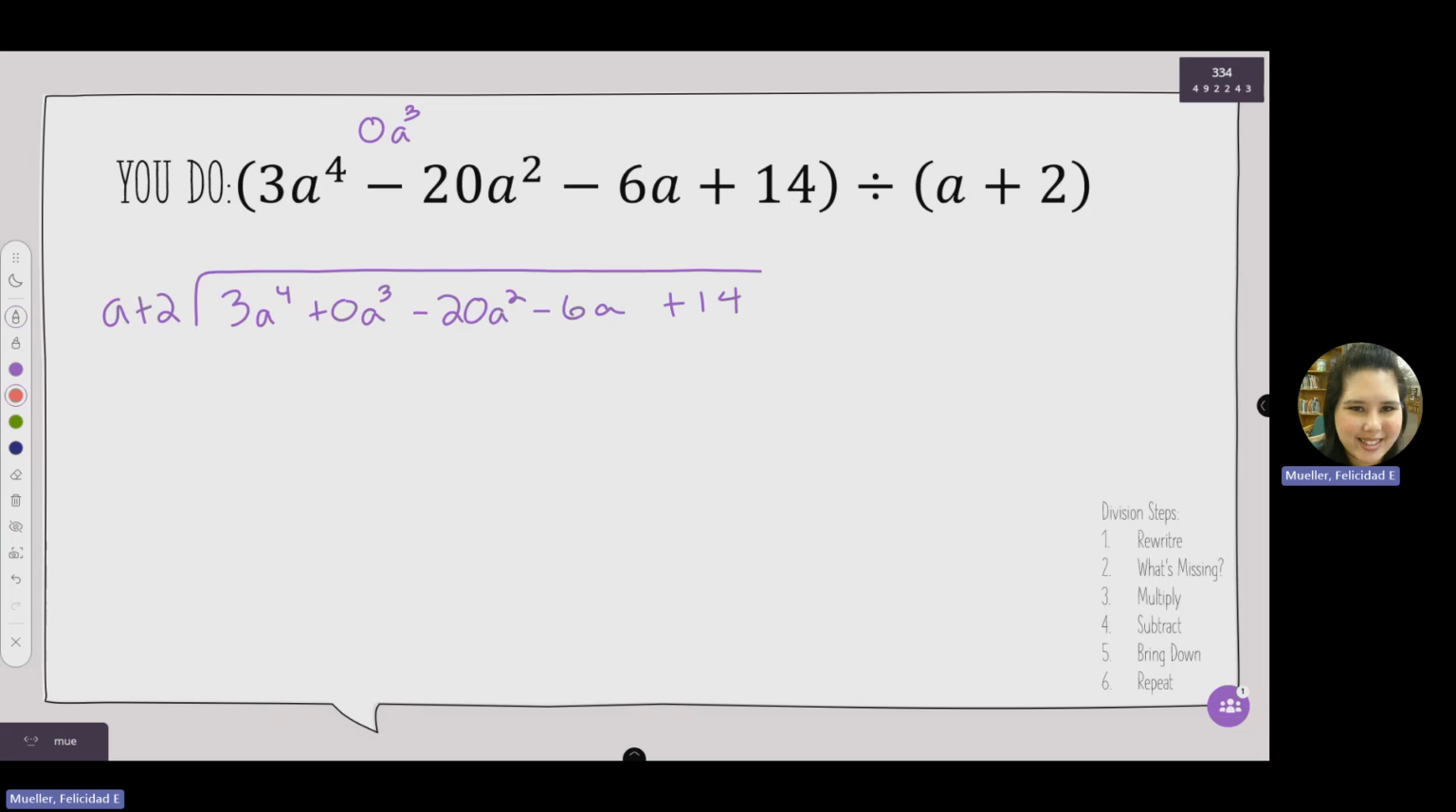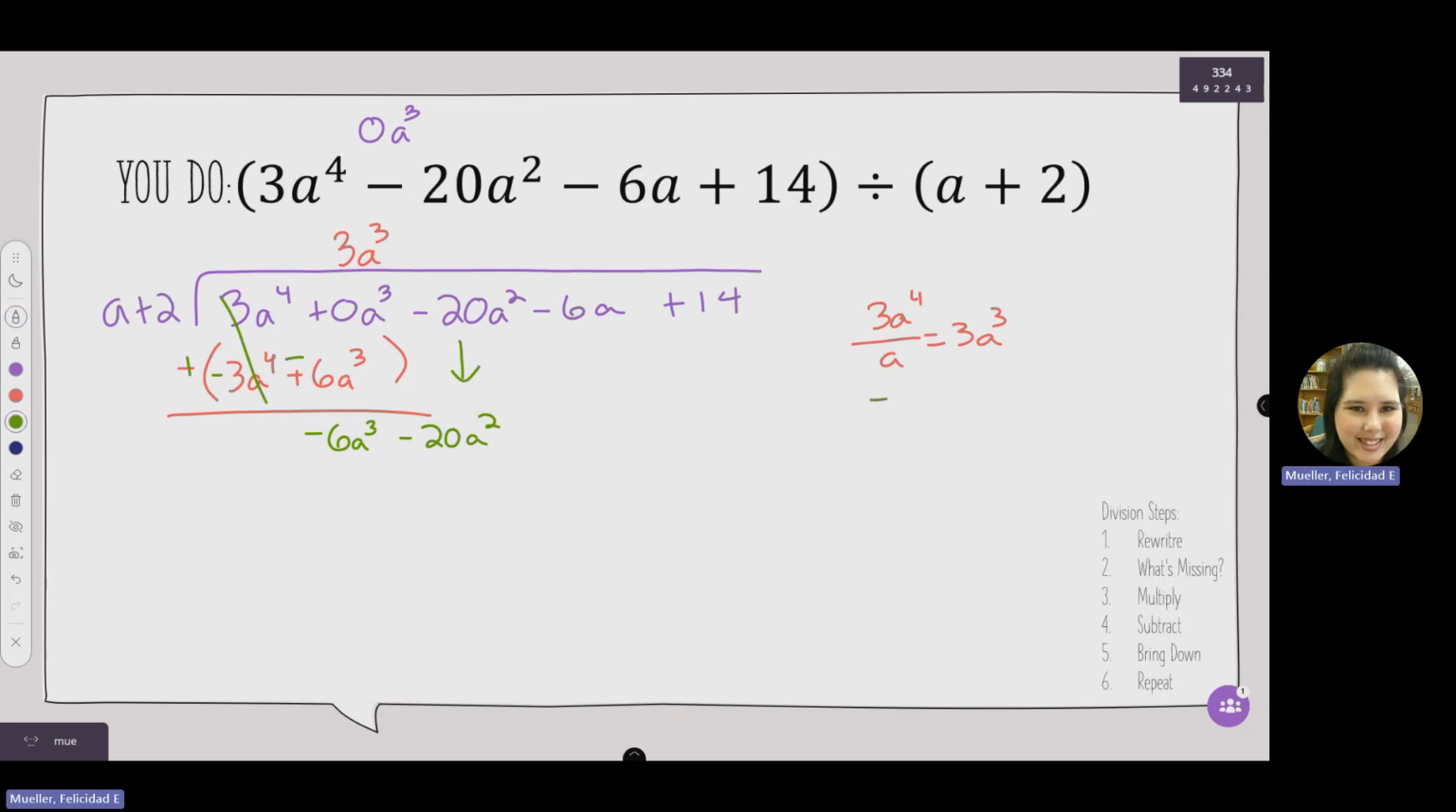All right, so we're going to take that first term, 3a to the fourth, divided by a, and we get 3a cubed. Kind of hoping for a lot of things to cancel out. When we multiply by 3a cubed, we get 3a to the fourth plus 6a cubed. Flip our signs. A to the fourth cancel out. 0 minus 6 is negative 6a cubed. Bring down the minus 20a squared.